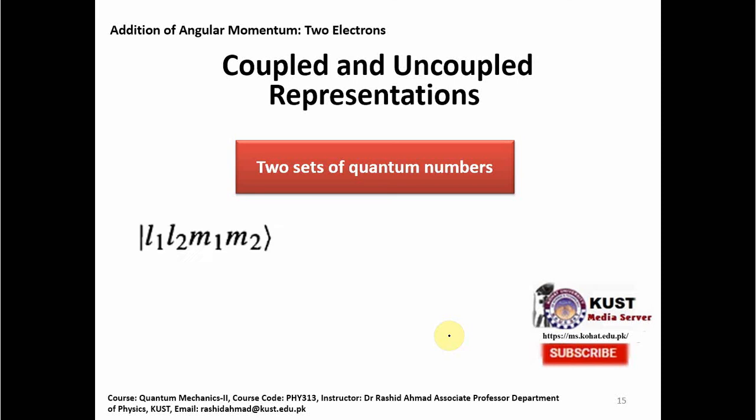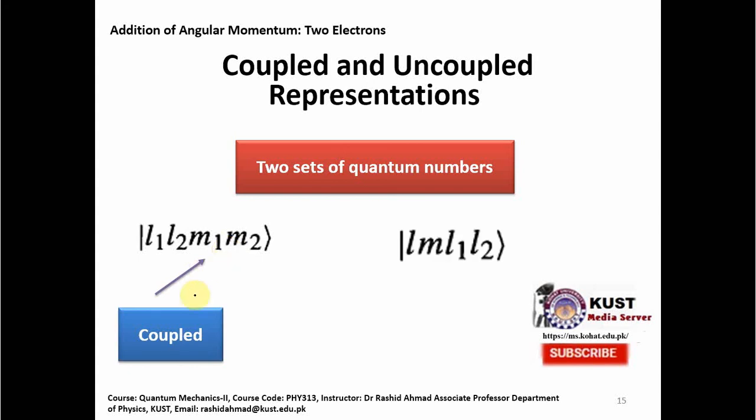So two sets of quantum numbers, for example L1, L2 and M1, M2, and another one. This is called a coupled representation, because you have the z component of the angular momentum coming in, and that's why it is a coupled representation. But in the other one you see that only one z component comes in, and not the total Lz, so we say somehow it is uncoupled.